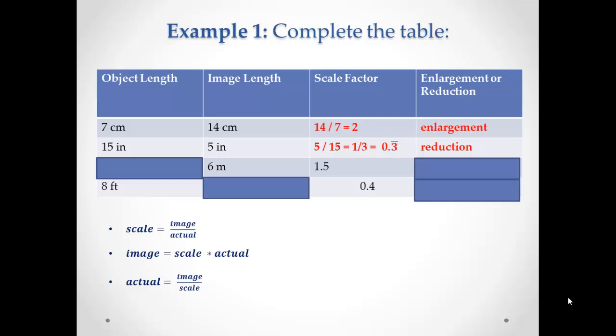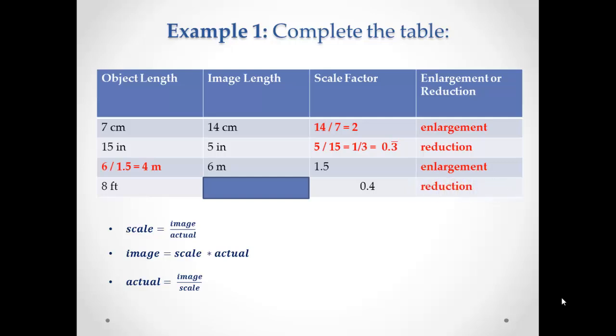Okay, next. We're already given the scale factor, so we can simply answer the last part of this row. 1.5, is that greater than 1? I believe it is, so we have an enlargement. Okay, so let's look at object length. We're looking for the actual size of an object, so we have image over scale, 6 over 1.5, and we get the object length is actually 4 meters. The last one, we also have the scale factor, so we can fill in the last column. 0.4 is less than 1, so we have a reduction.